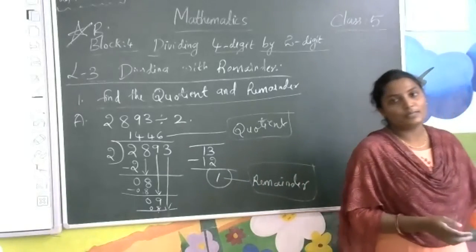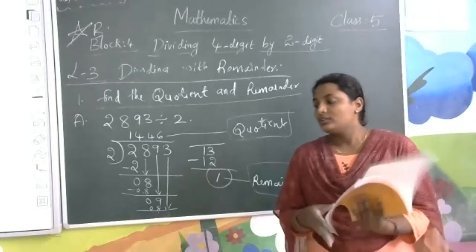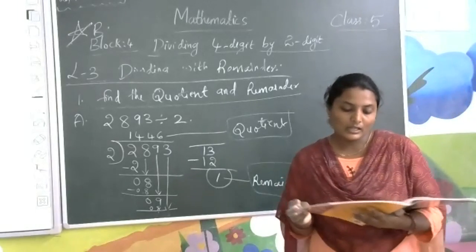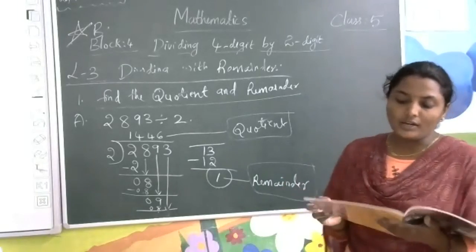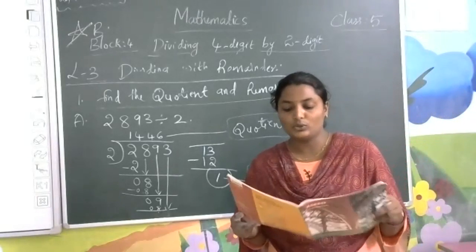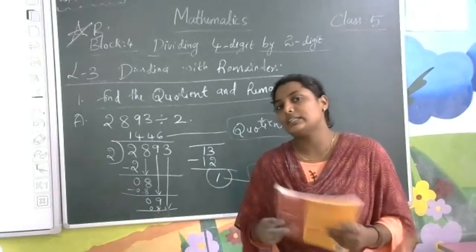Next is from your textbook. Textbook from page number 23. First one, B and C. First bit B and C. Second and third one we discuss in class tomorrow.